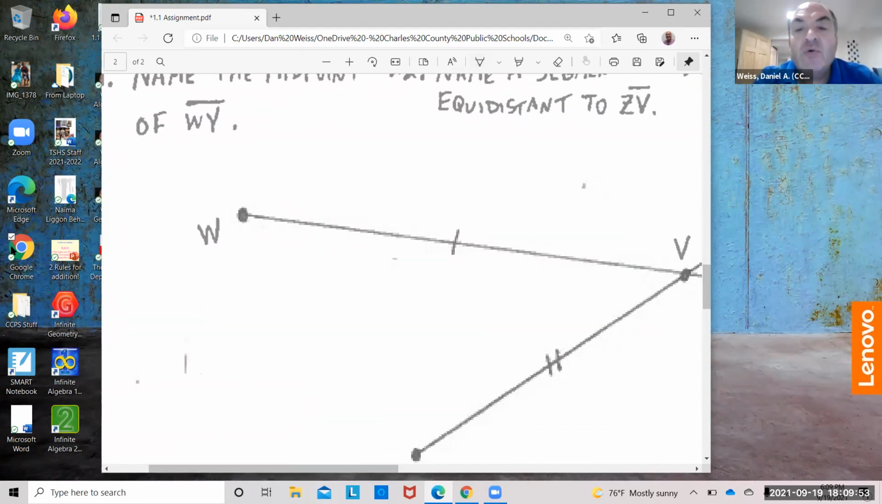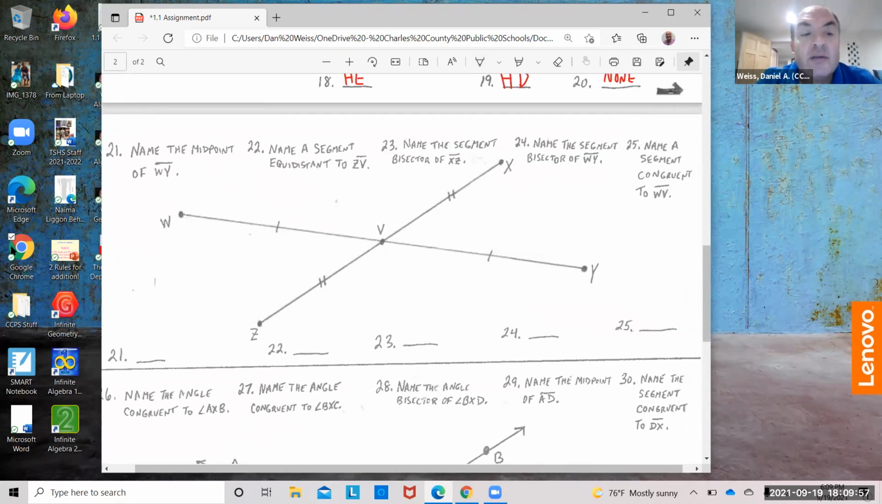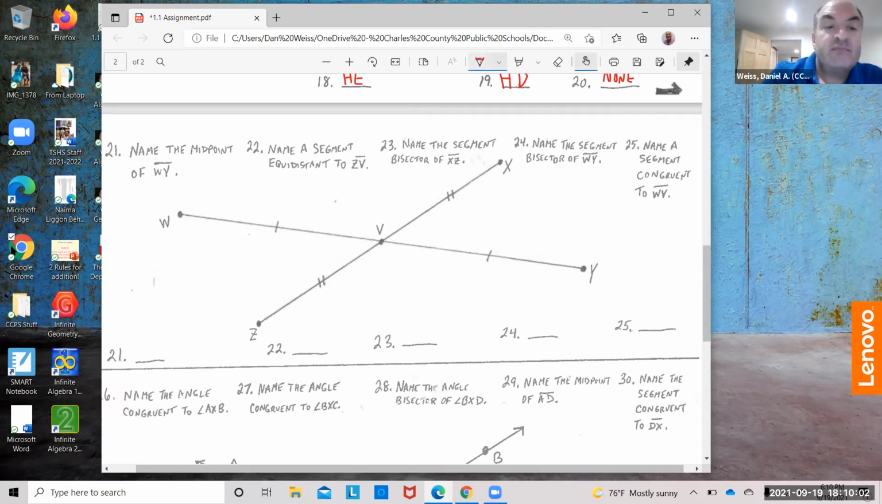Name the midpoint of WY, okay? The midpoint of WY is V, isn't it? Just put V. Okay. Name a segment equidistant or equal or congruent. Congruent means equal. Equidistant to ZV. You see ZV has these two bars here. All right, and you see these two bars here. That means ZV, from Z to V, is going to be equal to this here, V to X. So you can either say VX or XV. ZV is equidistant to XV or VX. Okay.